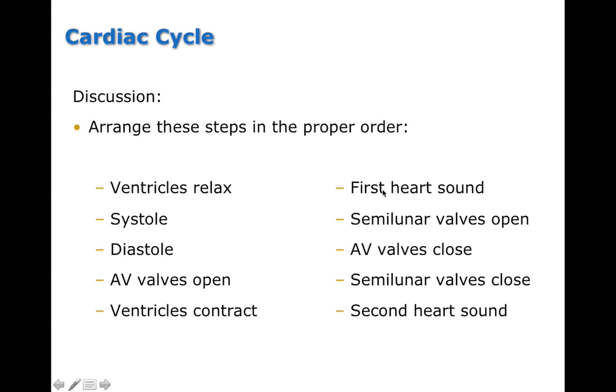That continues, and as blood starts to leave through the large vessels, the semilunar valves open. Then as the ventricles enter diastole and start to relax, the semilunar valves close, which causes your second heart sound, which is dub, and that occurs during diastole. Then the AV valves will open up again once pressure in the ventricles gets low enough, and then we're back to the start. So you want to be able to put these phases of the cardiac cycle in the correct order.